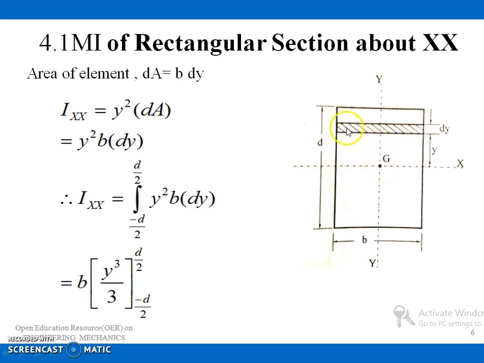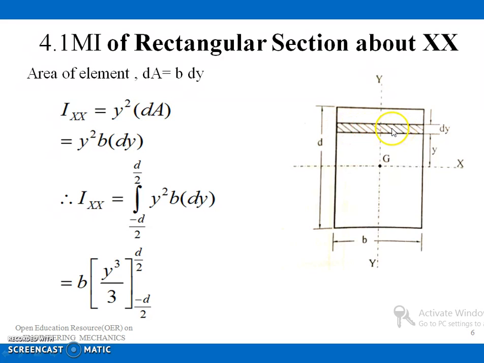Now I am considering a small strip which is having a thickness of dy and that is at a distance of y from the centroidal axis. Now what is the area of the section? It is equal to dy into b.